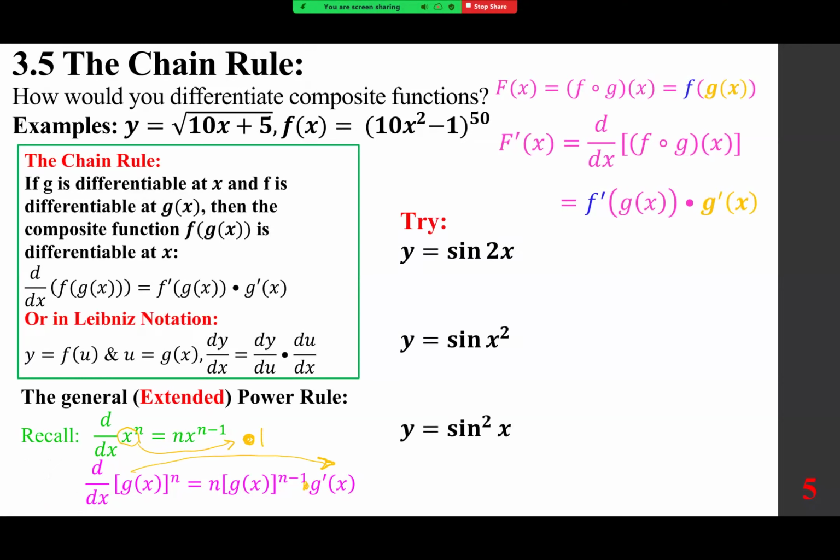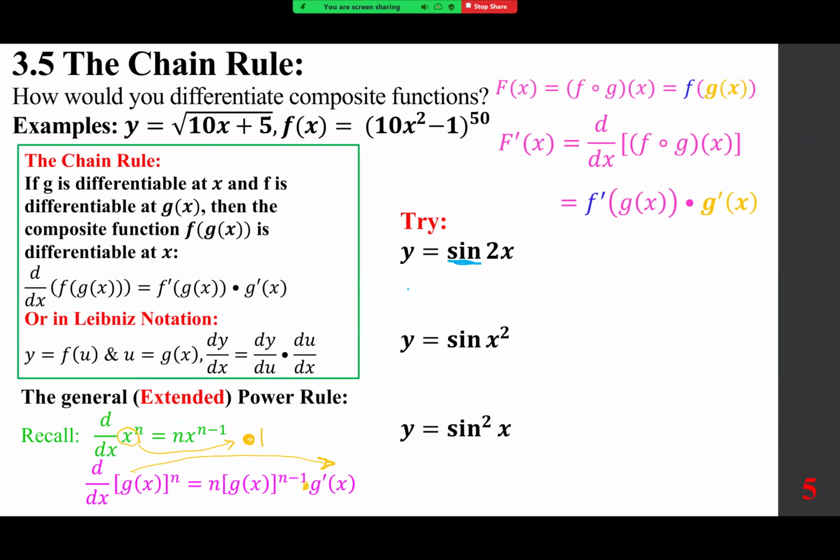A set of examples that will help us understand this concept would be a bunch of sinusoidal functions. Sine 2x, sine x squared, sine squared of x. We want to distinguish among those. And if you want to differentiate any sinusoidal function, I highly recommend you do the following. You read and pause. So I'm going to read this as a sine, and I'm going to pause.